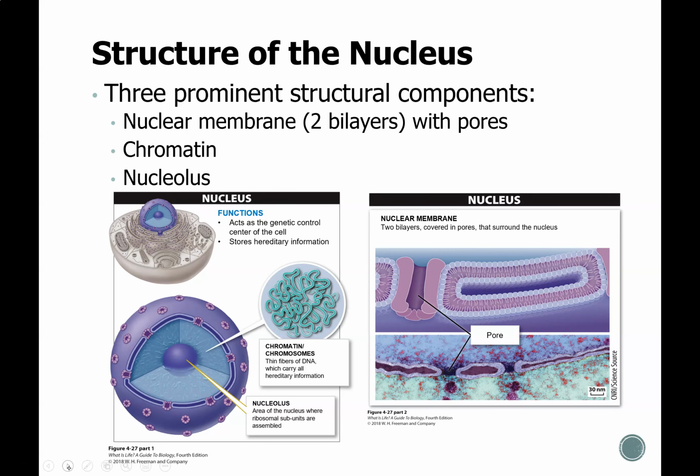So there are 3 components to the nucleus. Let's actually start up here. This is a picture of our eukaryotic cell. You probably recognize this as the animal cell, but plant cells also have nuclei. So we've got a whole bunch of other organelles surrounding this. You might recognize the mitochondria.